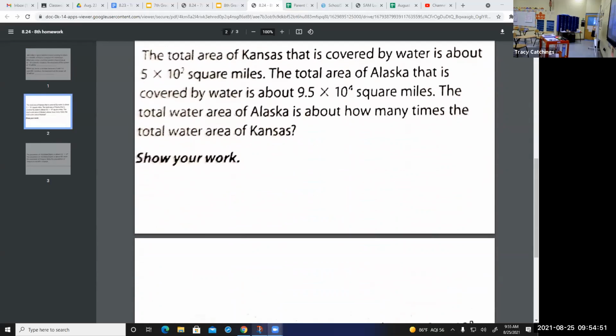All right, number 2 said the total area of Kansas covered by water is about 5 times 10 to the second square miles. The total area of Alaska that is covered by water is about 9.5 times 10 to the fourth square miles. The total water area of Alaska is about how many times the total area of Kansas? Anyone like to tell us what you did?